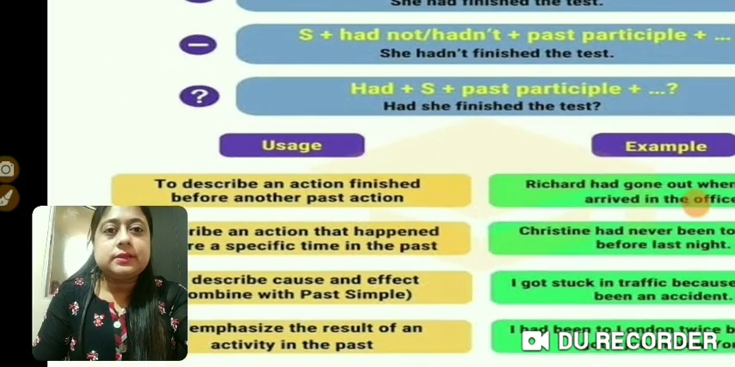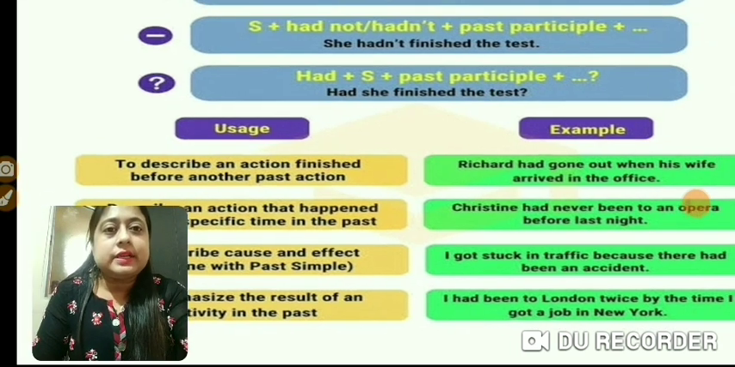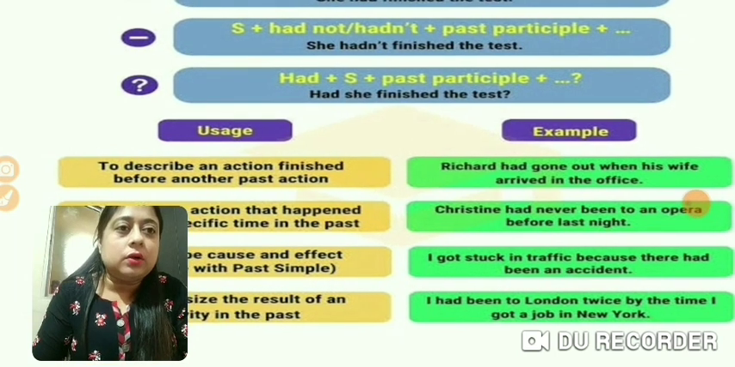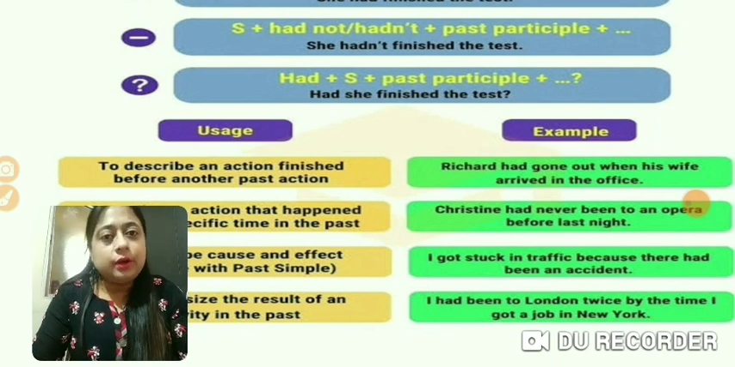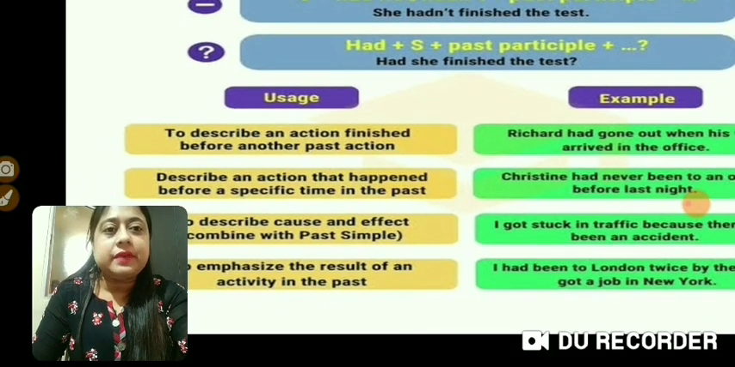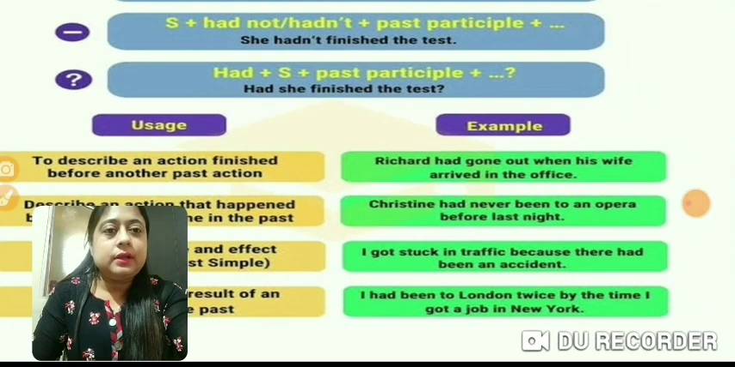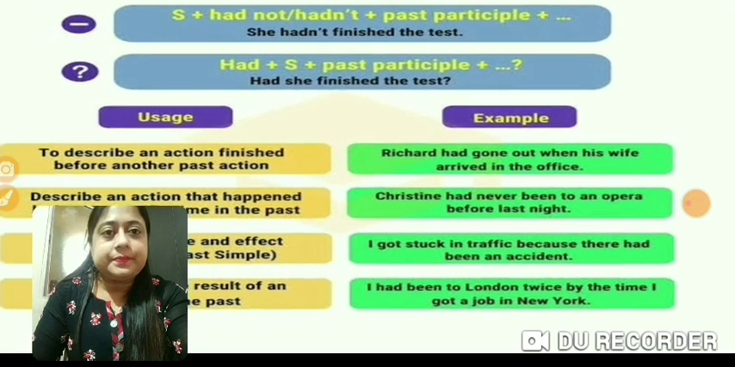So where do we use it? And the examples: to describe an action finished before another past action. For example, Richard had gone out when his wife arrived in the office. So one action was over, that is, Richard had gone out when his wife arrived in the office. Describe an action that happened before a specific time in the past. For example, Christine had never been to an opera before last night.